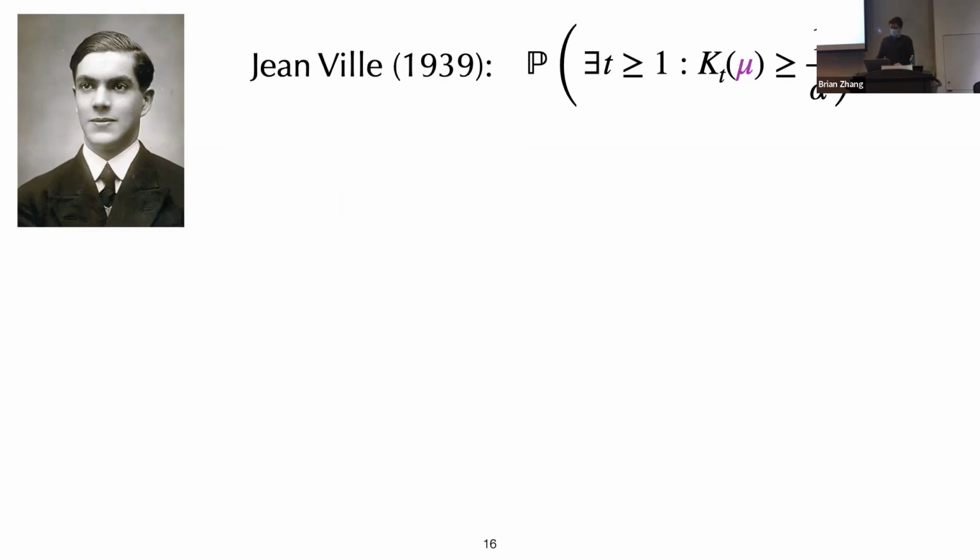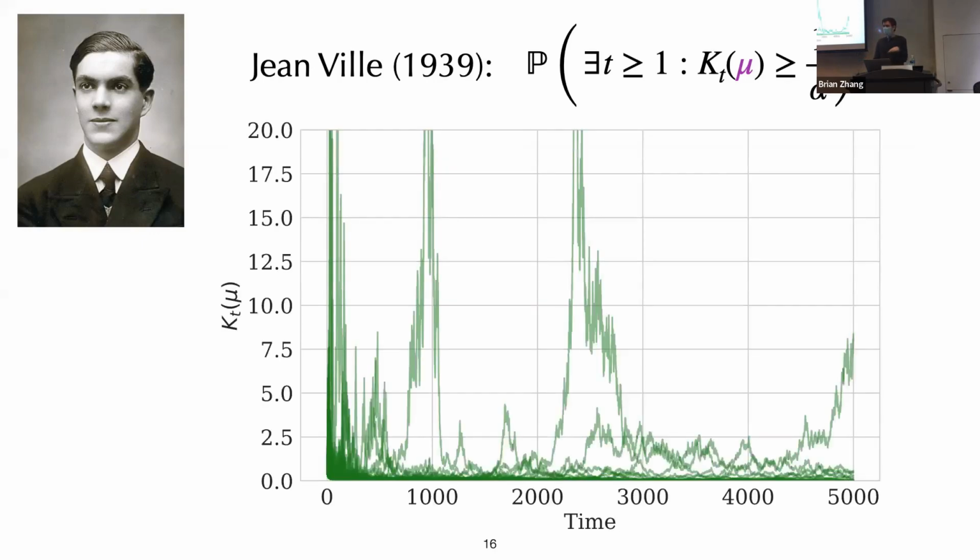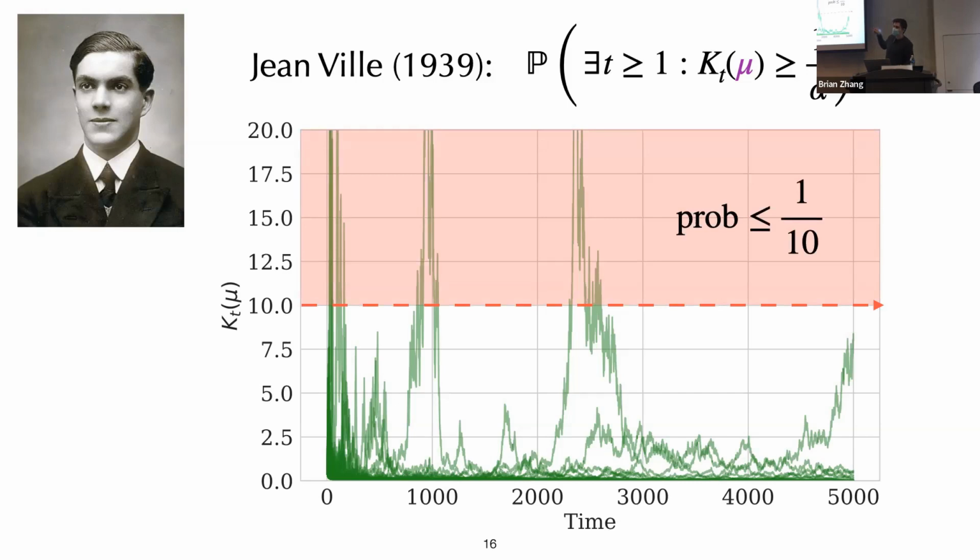Okay, so if I take that previous plot from the previous slide, and I just draw a line at 10, so this is at $10, you can see that most of these wealth processes stay below 10, and this region up here only gets achieved with some probability less than or equal to 1 over 10. So this is the formalization of what we observed on the previous slide.